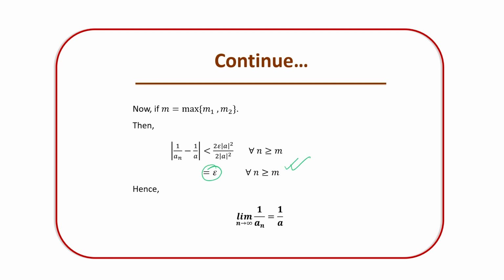And by the definition of the limit of a sequence, this sequence converges to 1 by a. Here 1 by a is the limit point L, and 1 by a_n is the nth term of the sequence. And that's the proof of this problem.